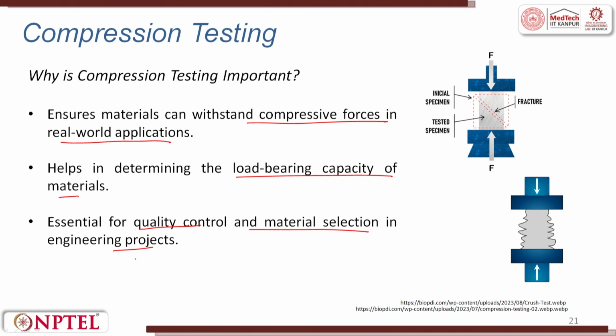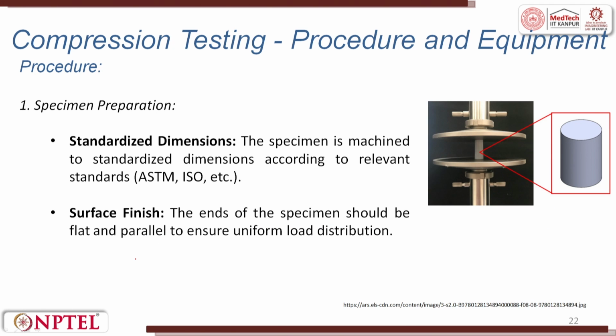There are specimen preparation methods. So we have the steps or the procedure here. The first step is the specimen preparation, that is, standardized dimensions. Again, these are given by a certain standard, which could be ASTM or ISO standards. The specimen is machined to standardized dimensions according to relevant standards, and it is kept for the compression testing between plate ends. We do not have grips here; it is compressed only between the plate ends.